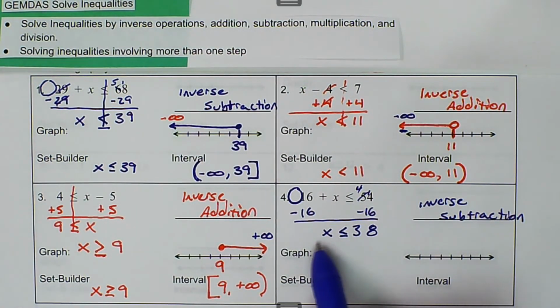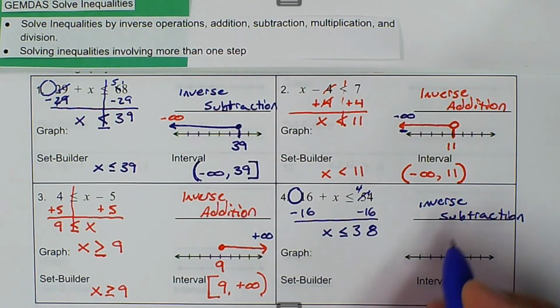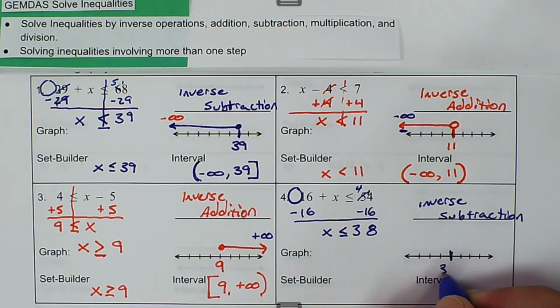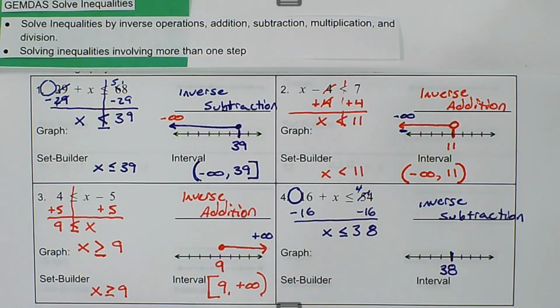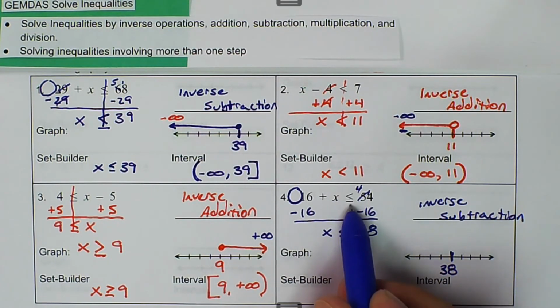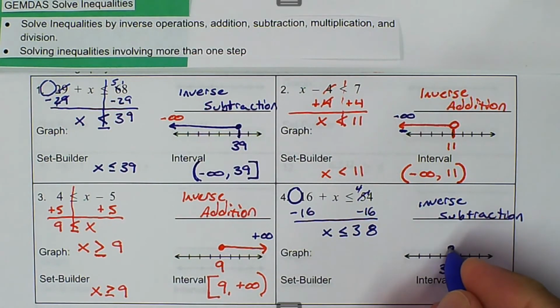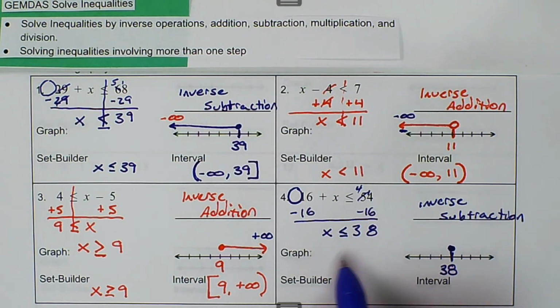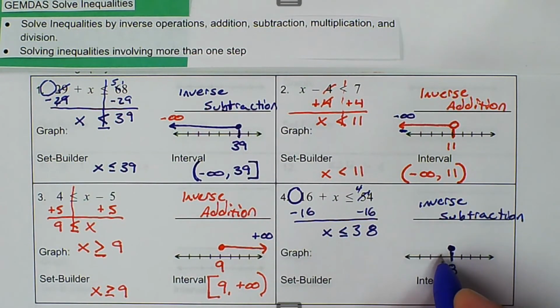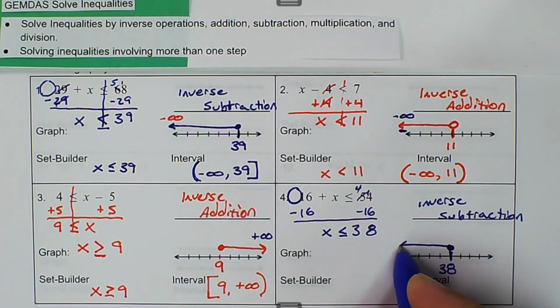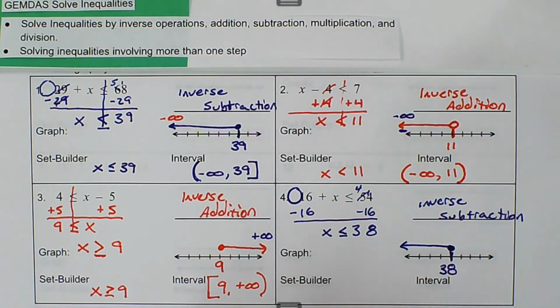The variable is on the left side, so we're all set there. So the point that I'm concerned with right now is 38. Then I have to decide if it's an open or closed circle. And this is going to be a closed circle because it has the equal sign, so closed dot. And now which way do I shade? The variable's on the left, so I go the same direction as the arrow. So then I shade to the left. Set builder notation is written already, so that's x is less than or equal to 38.